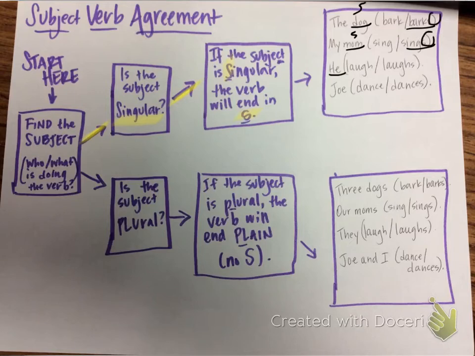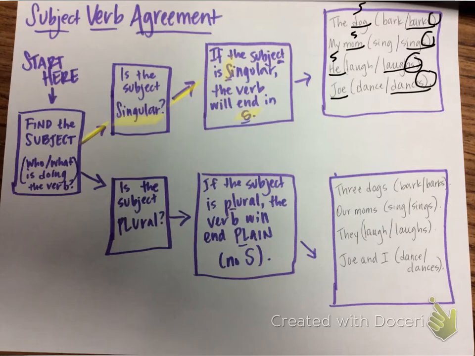He is my subject. He is singular, so he laughs. S ending verb. Joe is singular, so he dances. S ending verb. All of those verbs end in the singular.